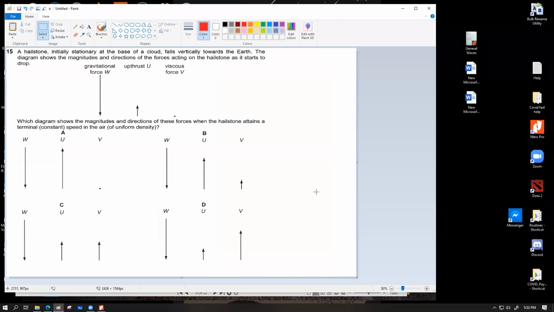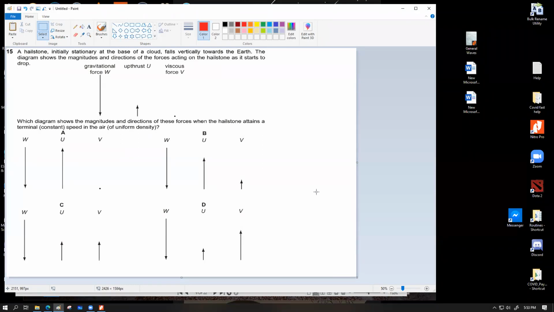falls vertically towards the earth. The diagram shows the magnitudes and duration of the forces acting on the hailstone as it starts to drop. So as it starts to drop, the viscous force is zero, because like I said, that viscous force is the friction force as any object tries to pass through a fluid medium. If the object is stationary, then you will not have the viscous force. And then the initial upthrust is very small, because in this case the object is falling through atmosphere. So upthrust is equal to the displaced volume weight of air. That's why it's a small value.